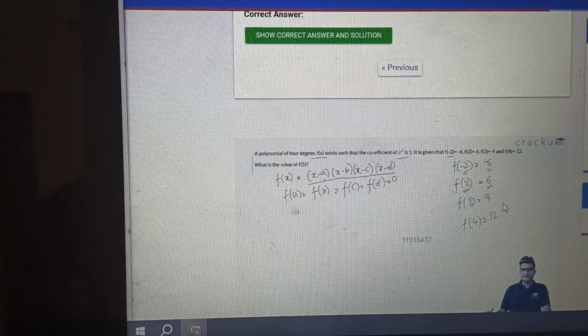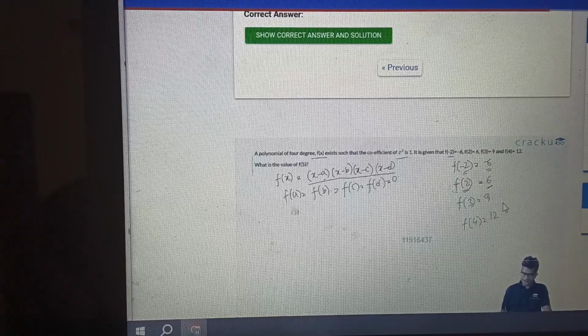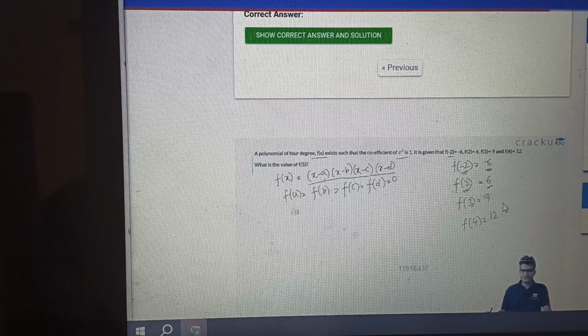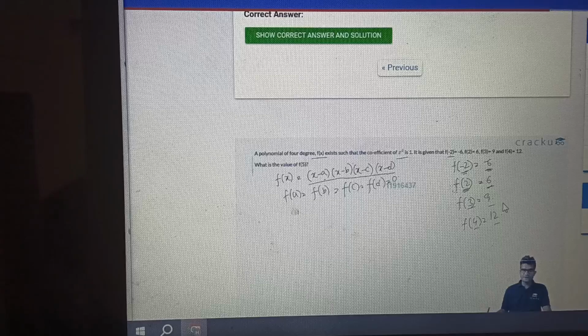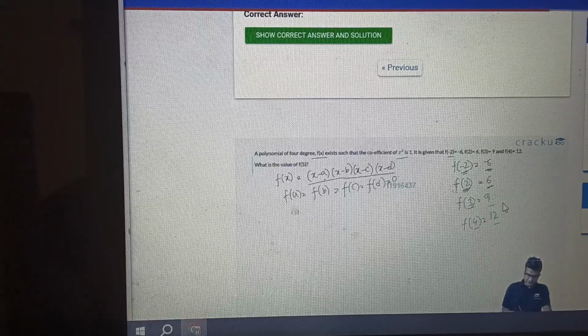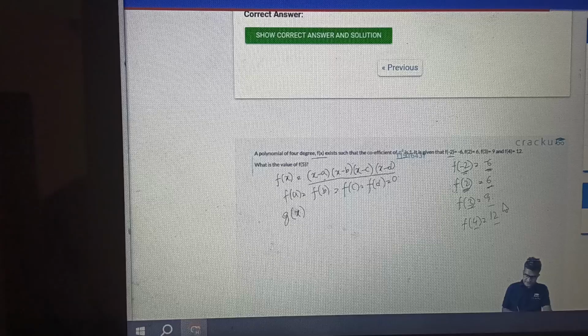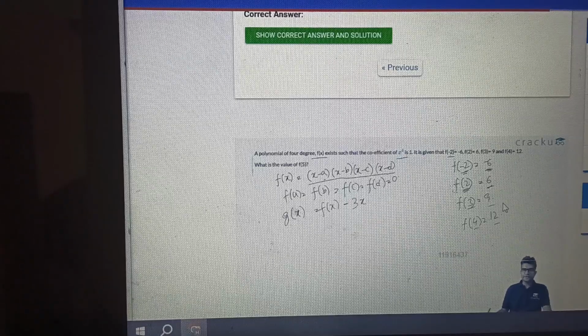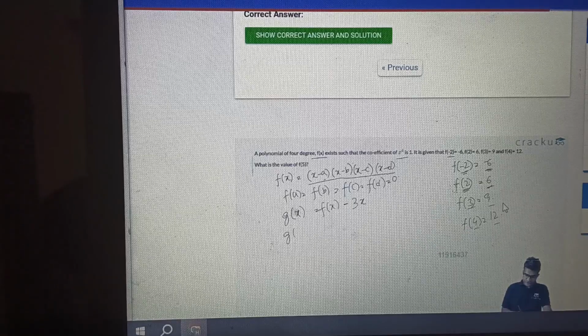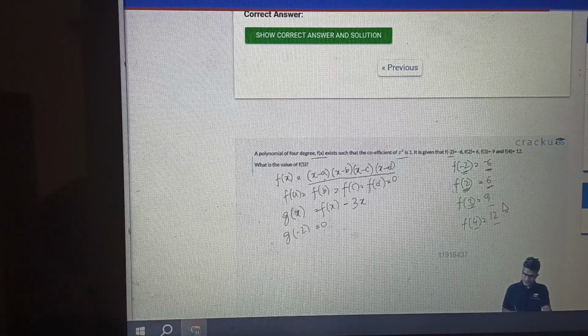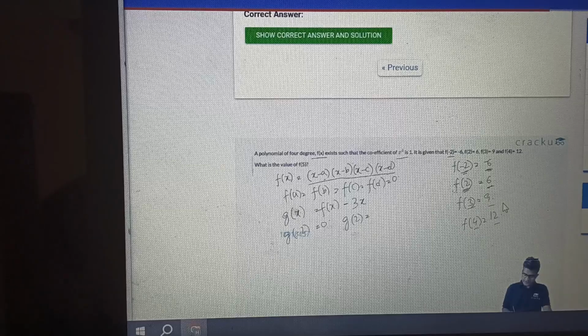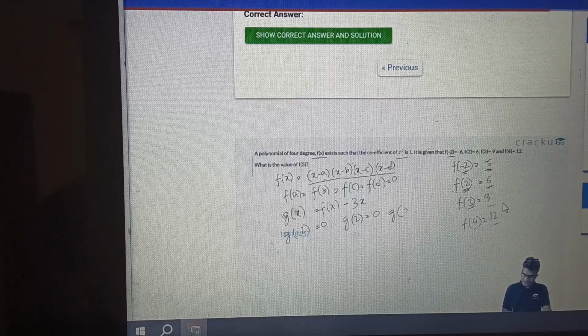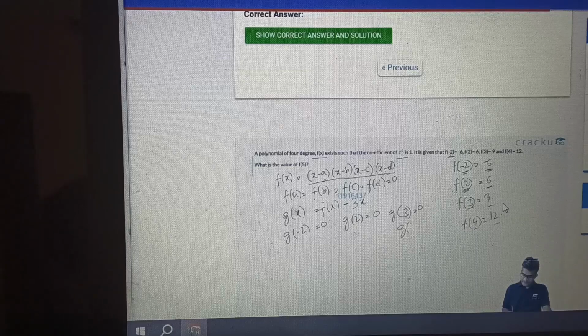But another easy and more elegant way of solving it is noticing that for each of them, minus 2 into 3 is minus 6, 2 into 3 is 6, 3 into 3 is 9, and 4 into 3 is 12. So if you define a new function called g of x, which is equal to f of x minus 3x, now you will notice that g of minus 2 is equal to 0. Similarly, g of 2 is equal to 0. G of 3 is equal to 0, and g of 4 is equal to 0.